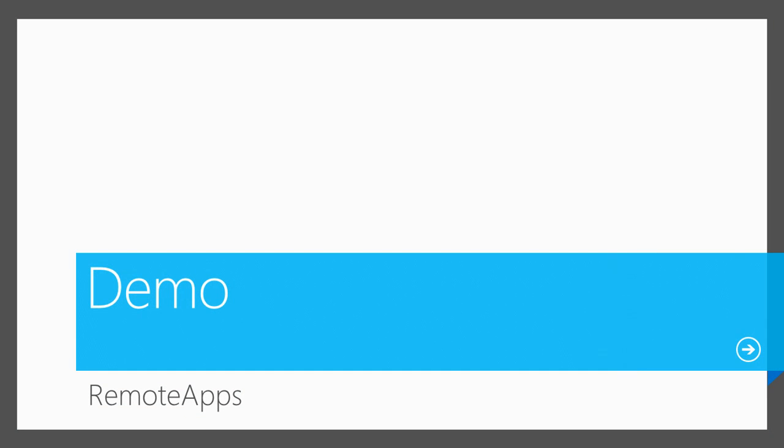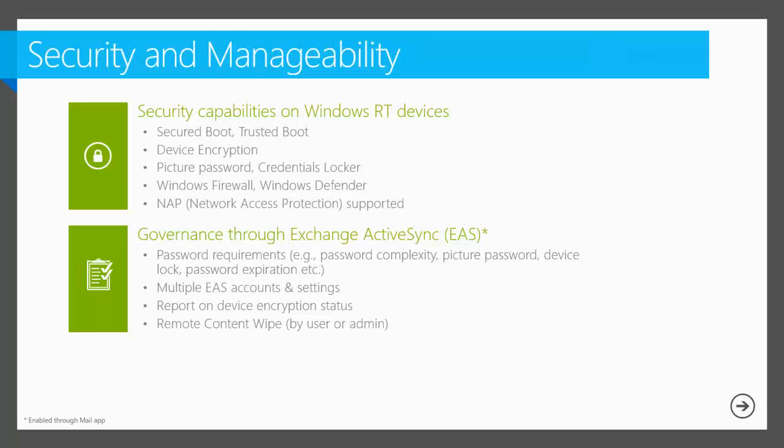So we've looked at remote apps. We've talked a little bit about security. Secure boot, trusted boot are there by default, always enabled. You can't turn them off on a Windows RT device. On a Windows 8 device, you can if you want.